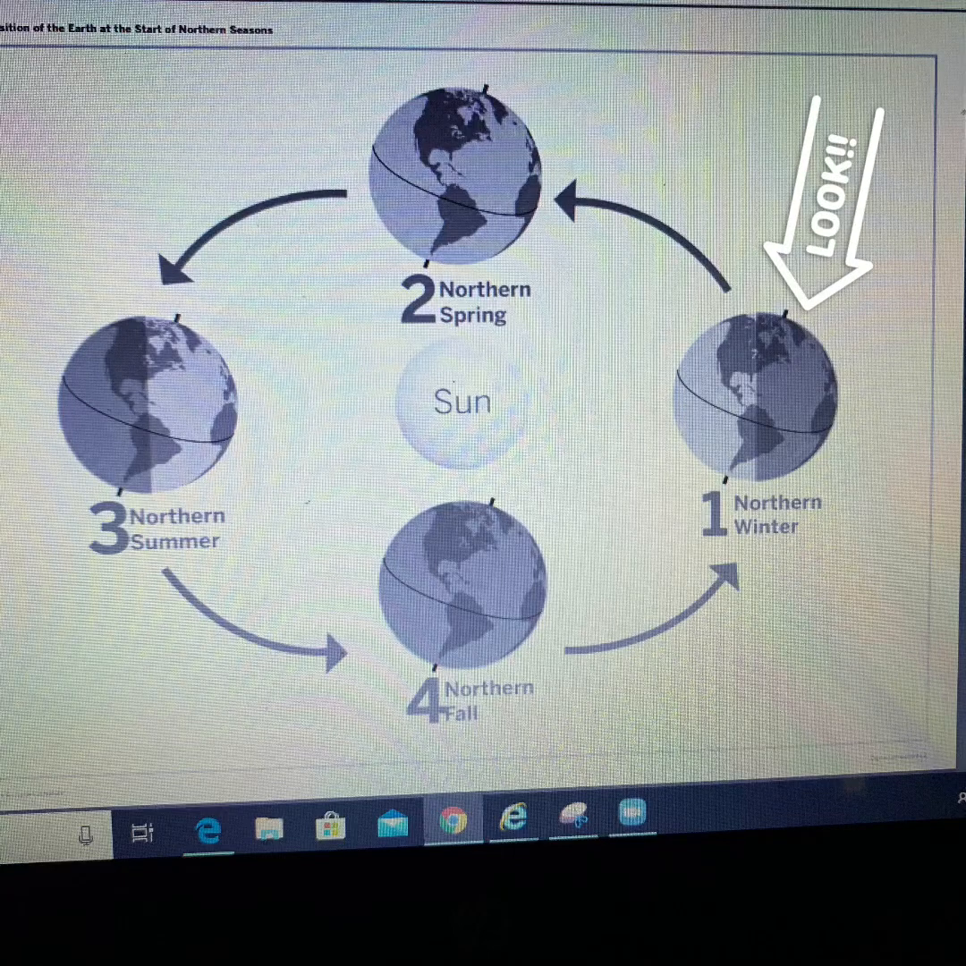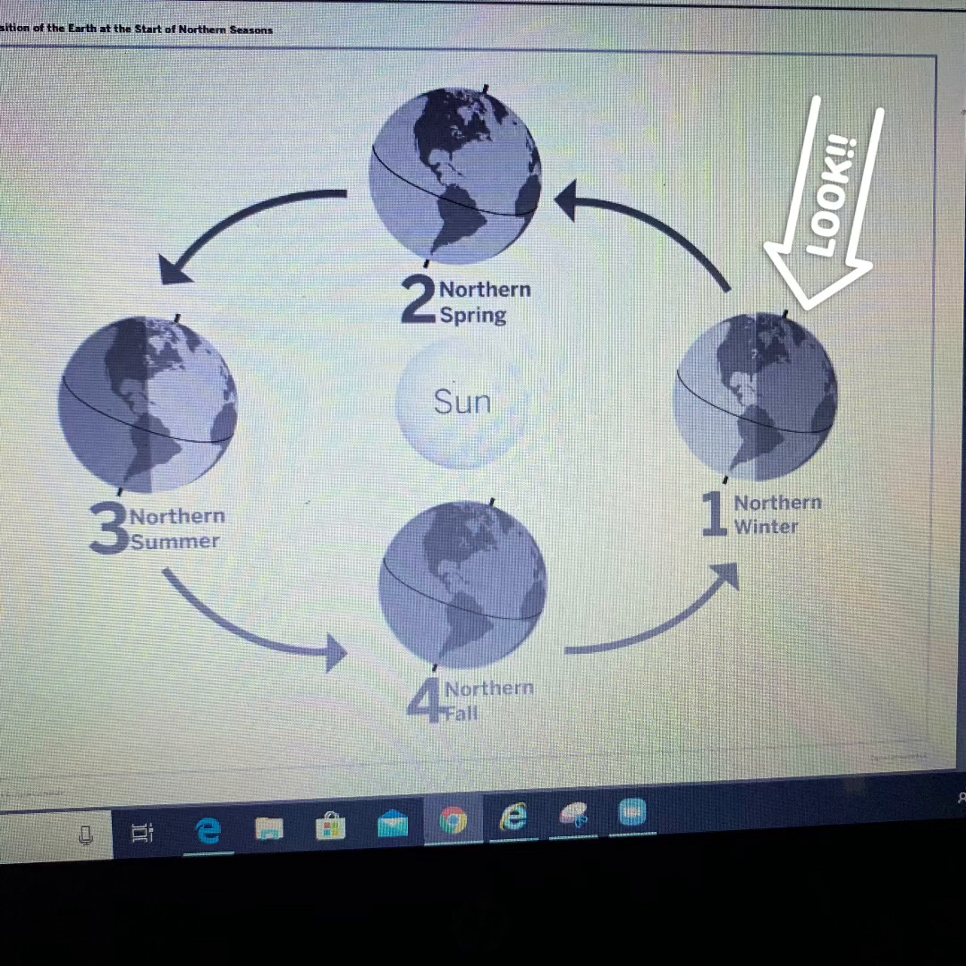When the North Pole is tilted away from the sun, the northern half of the Earth does not receive as much direct sunlight. We have fewer daylight hours. When our daylight hours decrease, the temperatures become colder. Which season is it when the northern hemisphere is tilted away from the sun and we have fewer daylight hours and colder temperatures?